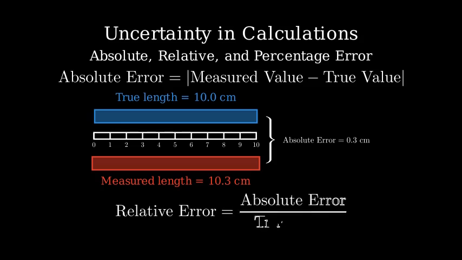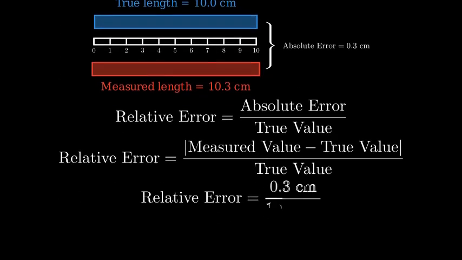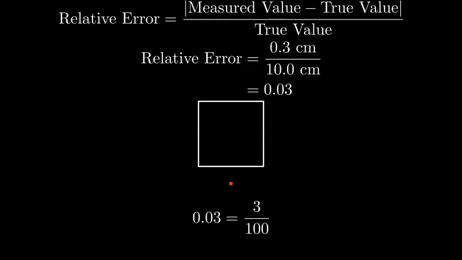Relative error is the ratio of the absolute error to the true value. It is usually expressed as a decimal and helps us understand the significance of the error relative to the size of the measurement. The formula for relative error is the absolute error divided by the true value. Continuing with our previous example, the relative error would be 0.3 centimeters divided by 10.0 centimeters, which equals 0.03. This means our measurement is off by 3% of the true value.